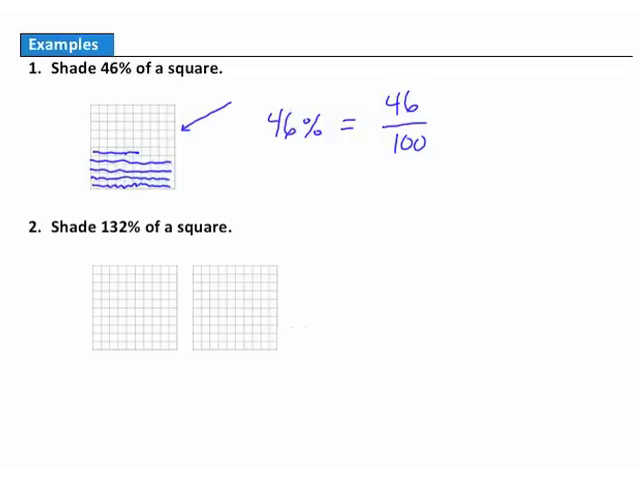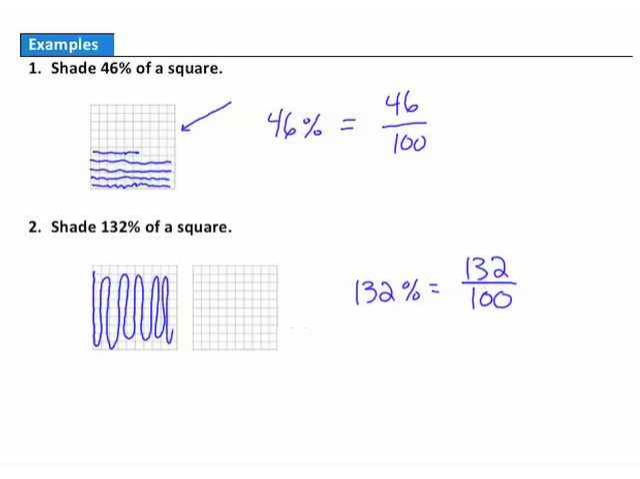Example 2. Shade 132% of a square. Well, if we're going to shade 132% of a square, it means we're going to shade 132 out of 100. Well, you can see that that's an improper fraction. So we are going to need more than one whole object to get this percent shaded. So over here I want to start with 100% of the boxes shaded, which means this first box I'm going to shade the whole thing. So I would shade this whole entire box.